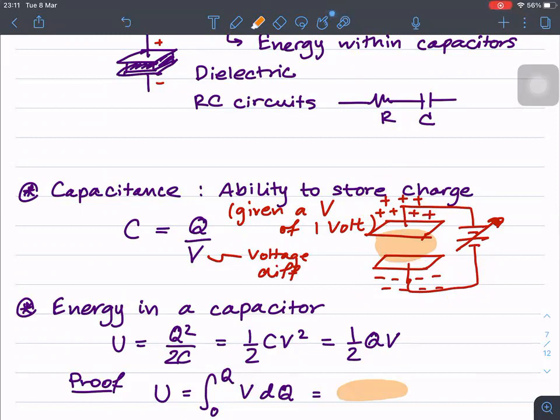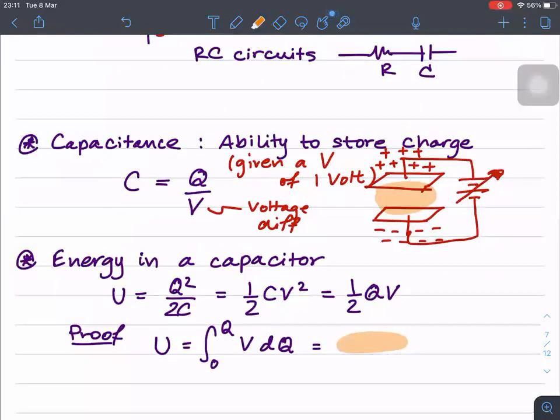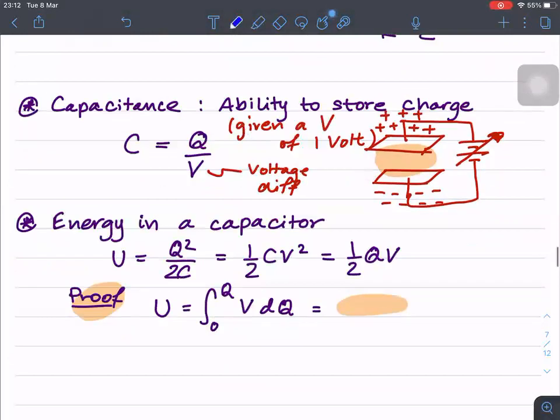Then for the energy in the capacitor, we can be using U for the energy in the capacitor, in which Q is the amount of charge, C is the capacitance, and V is the voltage difference. How to derive or prove these three formulas will come from using integration of voltage and charge. So we integrate V dQ from 0 to Q.